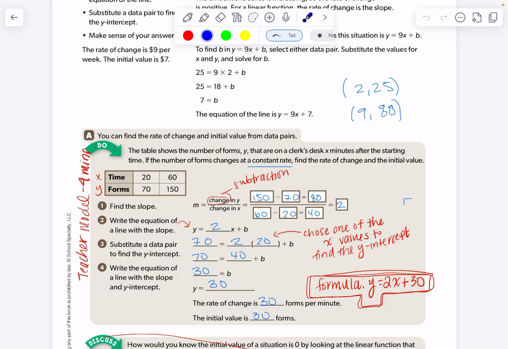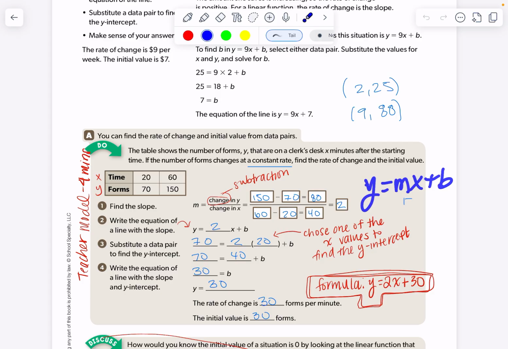The first formula that we're going to be using is the slope formula, rate of change. So the change in y over the change in x. That is our slope. The second formula that we are going to use is y equals mx plus b. So m is our slope.